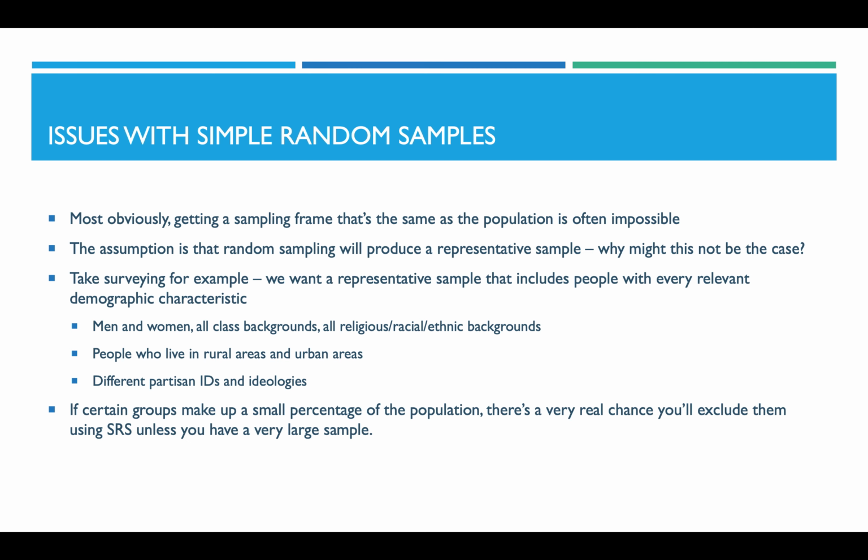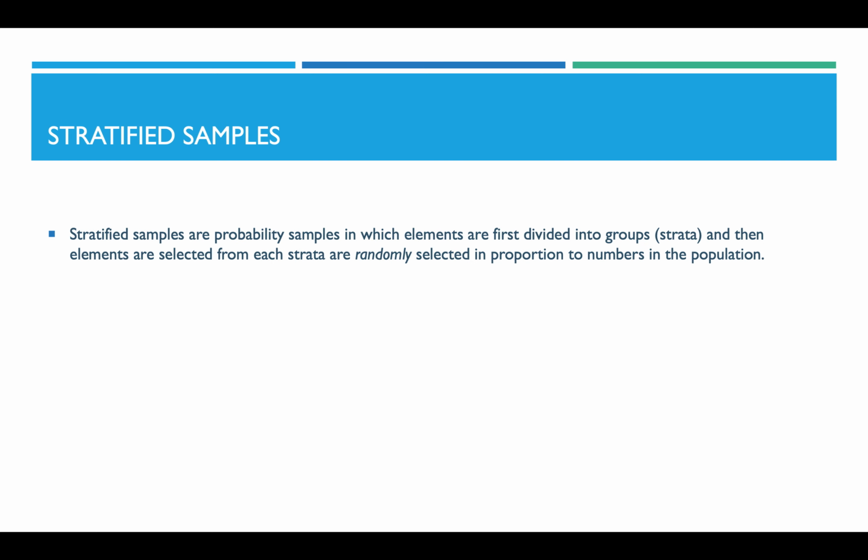But if a certain group makes up a very small percentage of the overall population, there's a very real chance that you'll exclude them when using simple random sampling unless you have a very large sample. The next technique, what we call stratified sampling, attempts to address that issue that we just talked about: the idea that simple random sampling might miss or exclude certain underrepresented groups in the population.